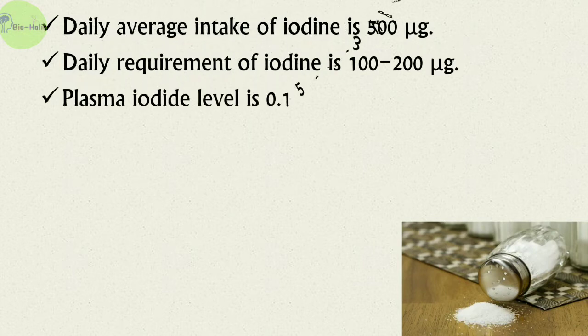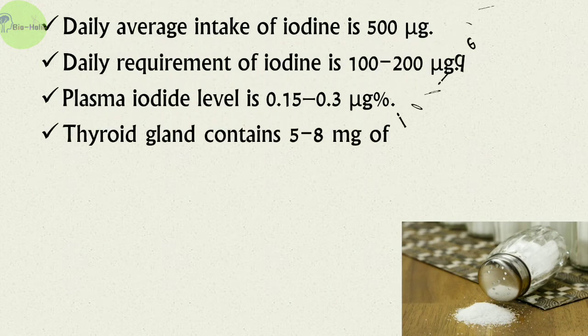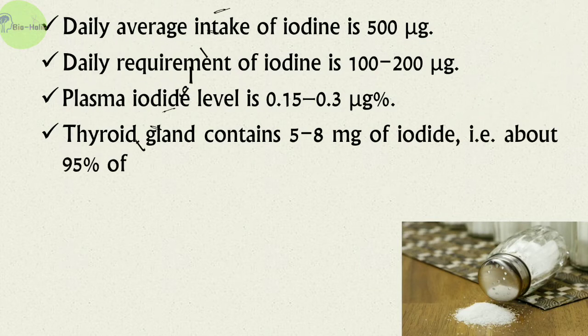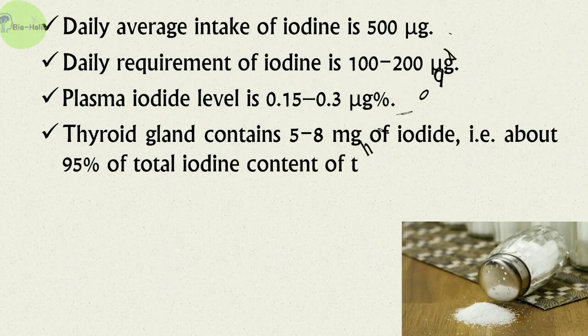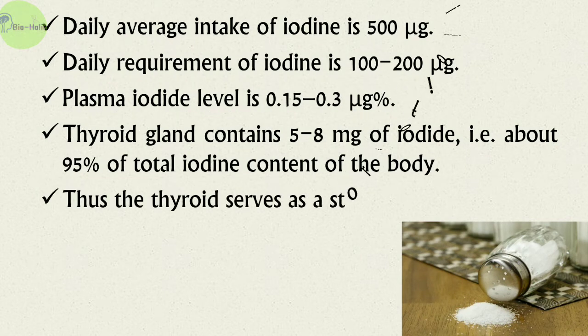The plasma iodide level is 0.15 to 0.3 microgram %, and thyroid gland contains 5 to 8 milligram of iodide, that is about 95% of total iodine content of our body. So thus the thyroid gland serves as a store of iodine.